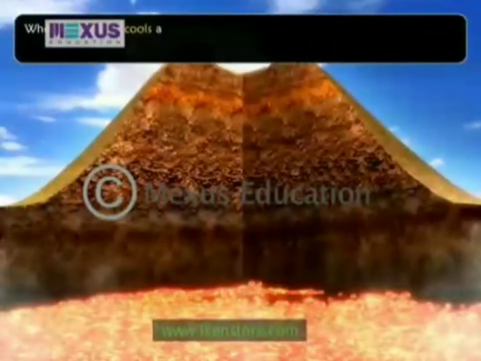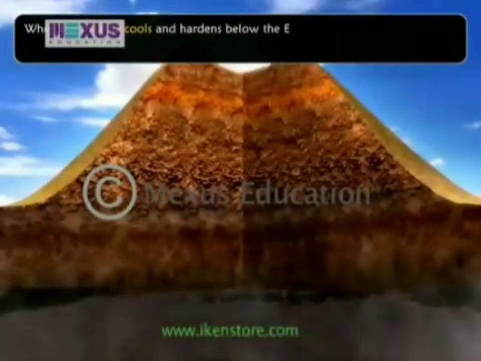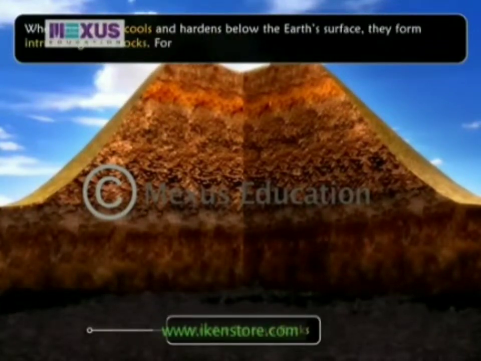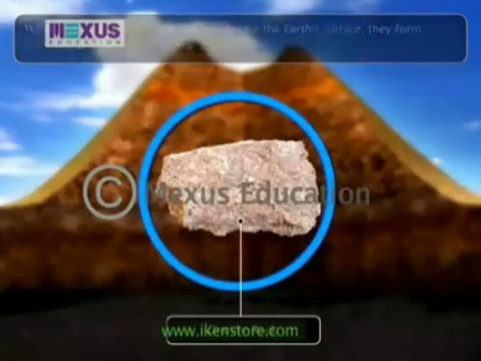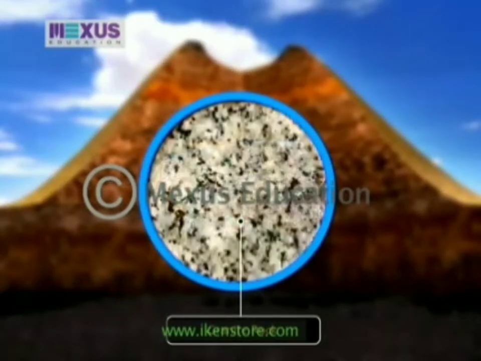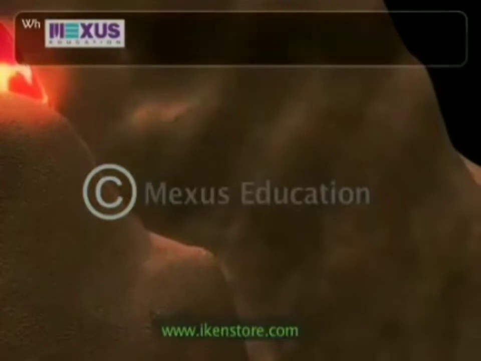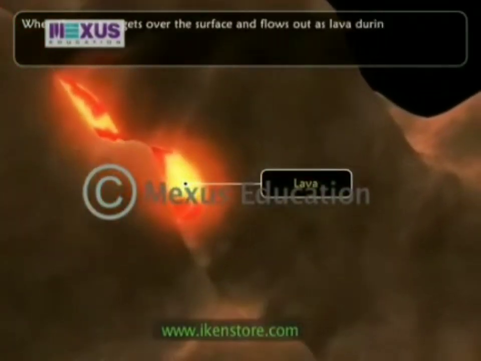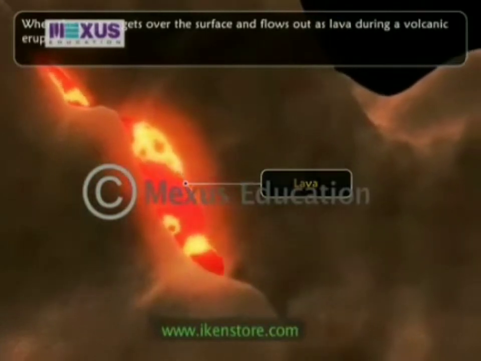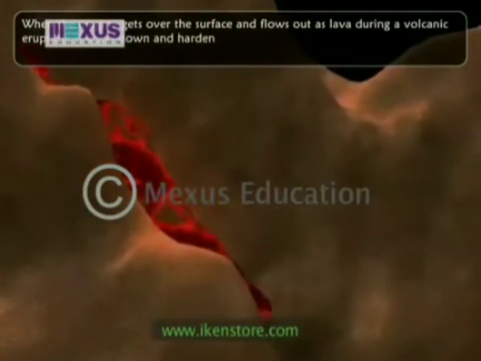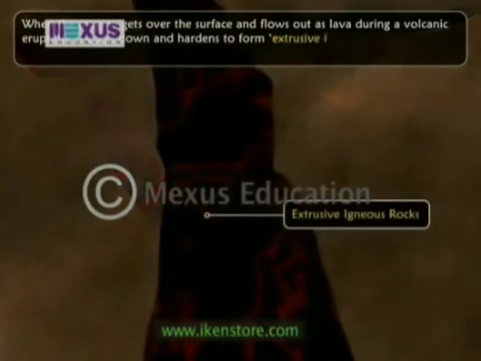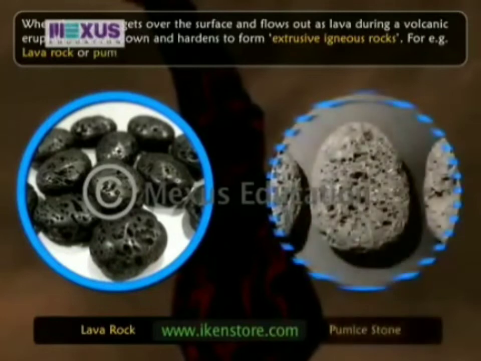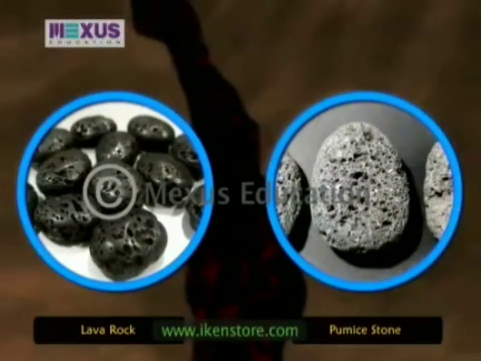When the magma cools and hardens slowly below the earth's surface, it forms intrusive igneous rocks. For example, granite. These rocks have larger crystals. When the magma gets over the surface and flows out as lava during a volcanic eruption, it cools down and hardens quickly to form extrusive igneous rocks. For example, lava rock or pumice. These rocks have smaller crystals.